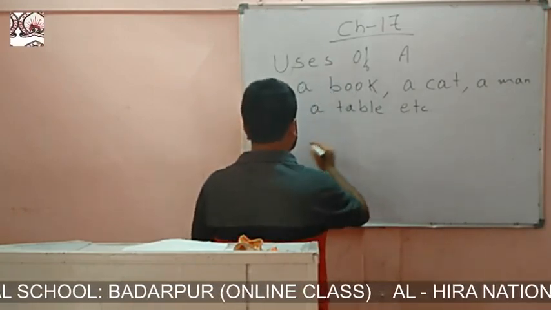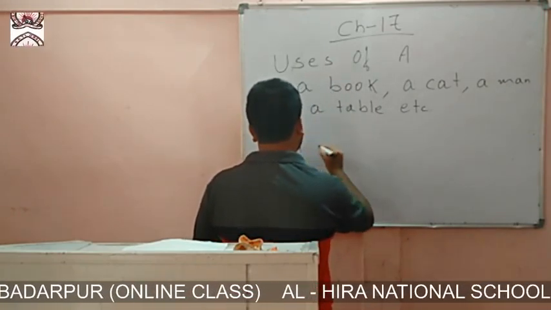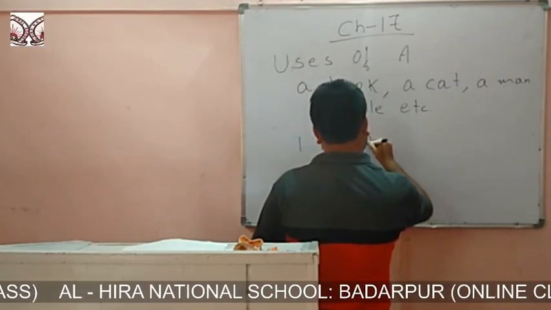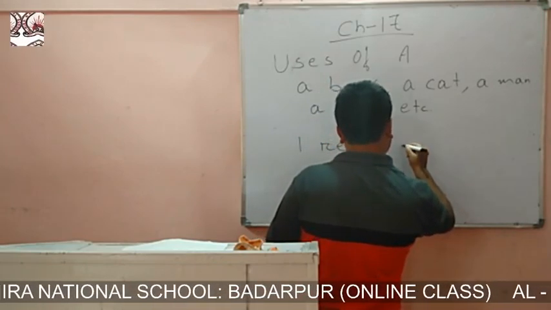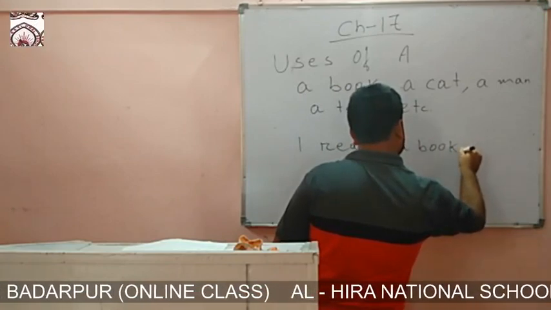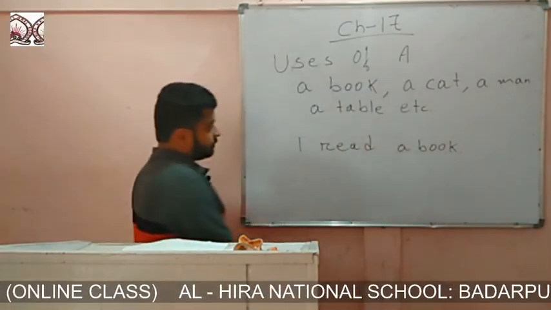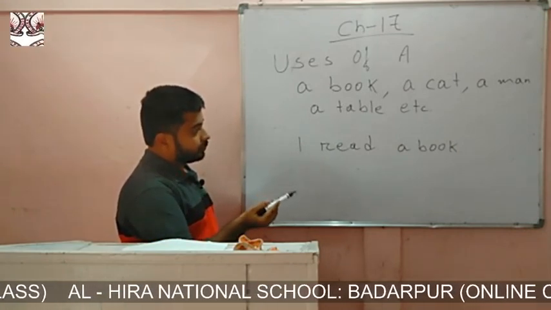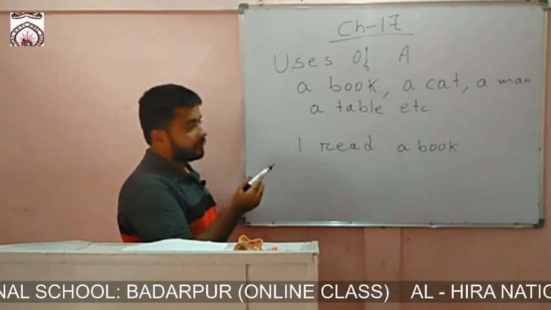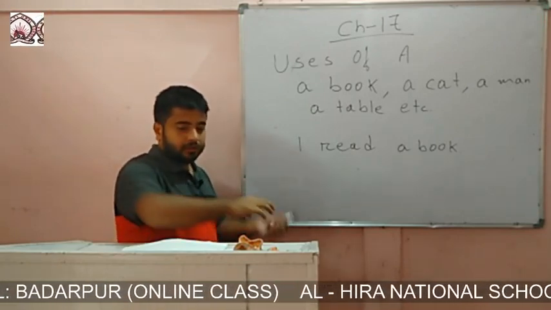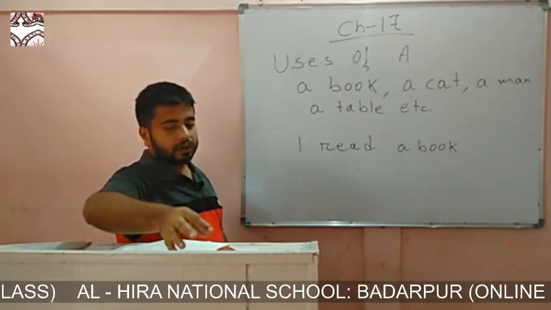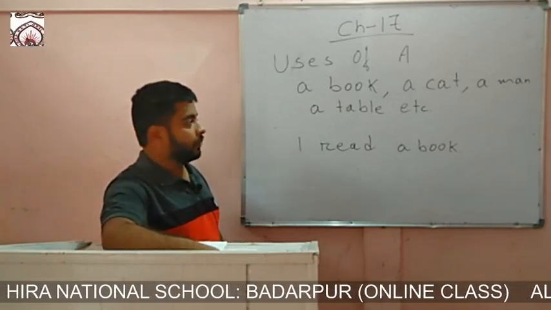I read a book. So I read a book. Here book is not particular. I am talking about a book which is not particular. So I have used a, and the first condition is we will use a with the words beginning with consonant sound.